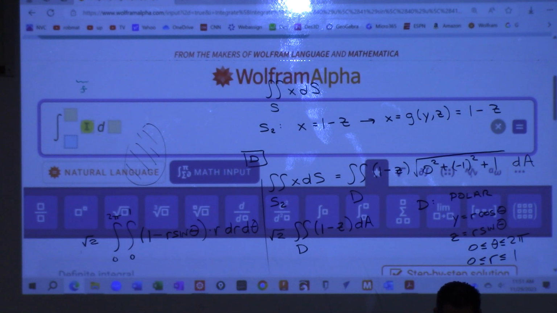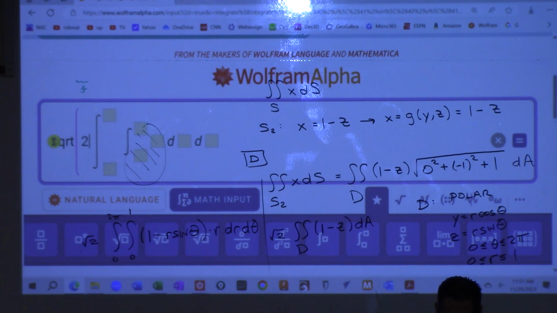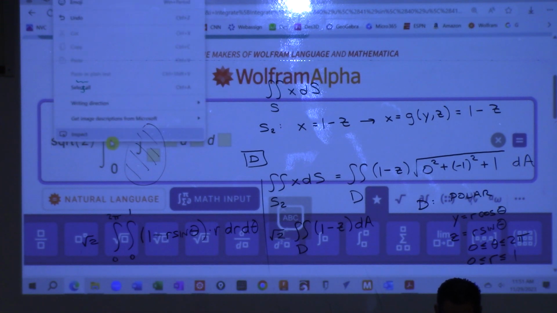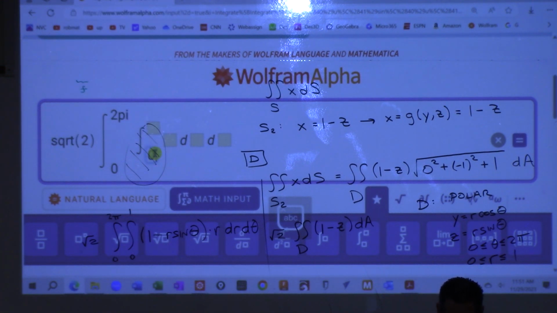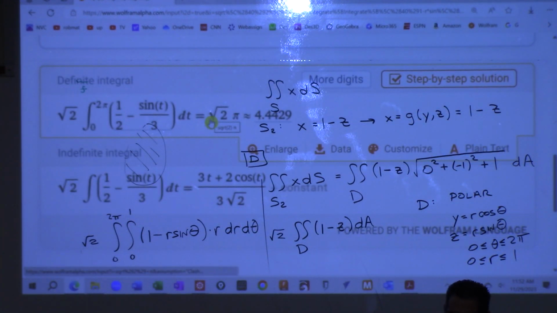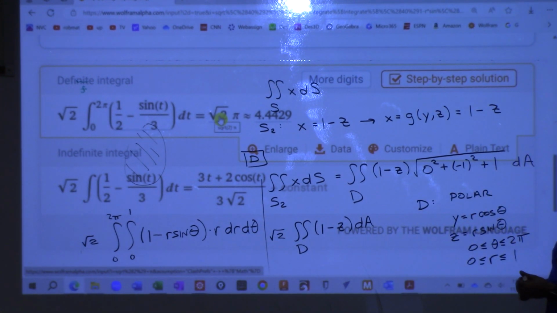Oh, wait, it's double. Before I forget, square root 2 out front. 0 to 2 pi. 0 to 1, 1 minus r times sine. I'm going to use t instead of theta. Missing an r. Hold on. r dt. Root 2 times pi, root 2 pi. So the answer was pi, and then we had a root 2 sitting out there. The answer is pi.